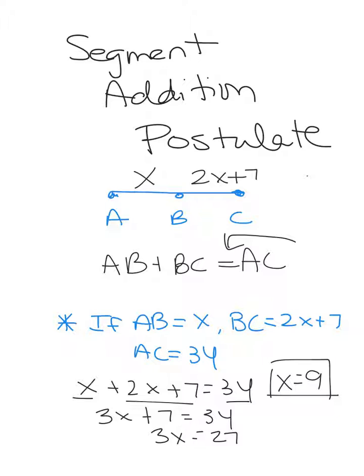If I want to go back and figure out the length of these segments, to double check myself, segment AB is equal to X, so that would be 9. Segment BC is 2X plus 7, so that'd be 2 times 9, which is 18, plus 7 gives me 25. And when I add those together, I get 34, which is what we were talking about down here, that the length of AC is equal to 34.